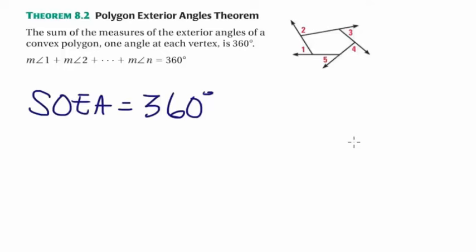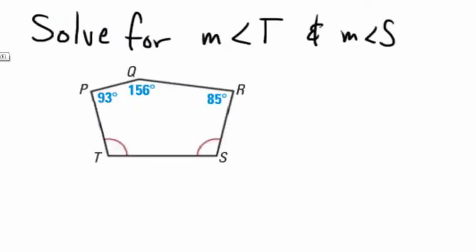The only thing is you have to be careful. You only use one exterior angle per vertex. So like here on this figure, so you notice we have one exterior angle, 2, 3, 4, 5, whatever they measure. All 5 of them have to add up to 360. Alright, so here we go.